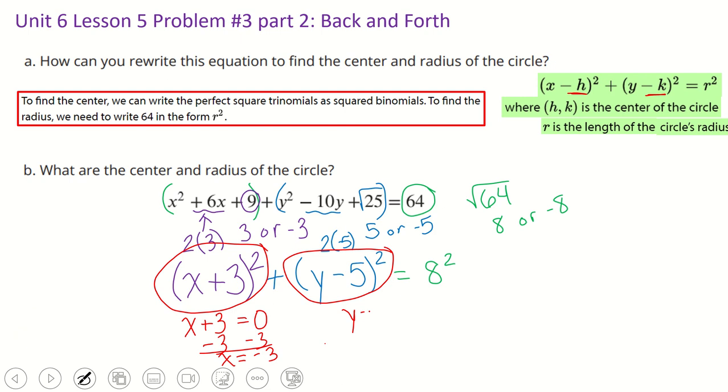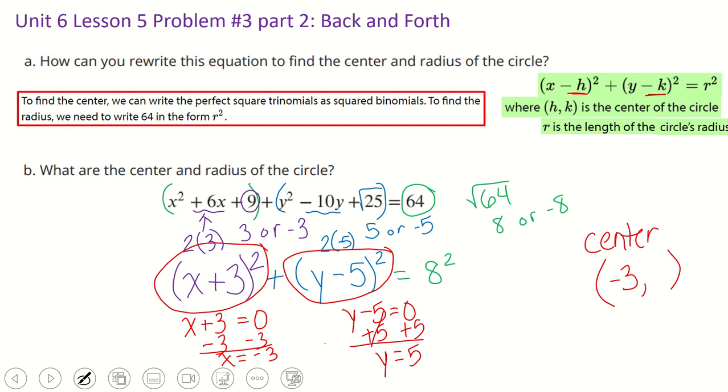Okay, so I'm going to do the same thing. y minus 5 equals 0, and I'm going to solve that by adding 5. So I get y equals 5. So I know that my center is coming from these two values. The x coordinate of my center is negative 3. The y coordinate is positive 5. When I go to look at my radius, notice that it's whatever this value is squared, but I don't really want the squared, I just want the number. So in this case, my radius is a length of 8.